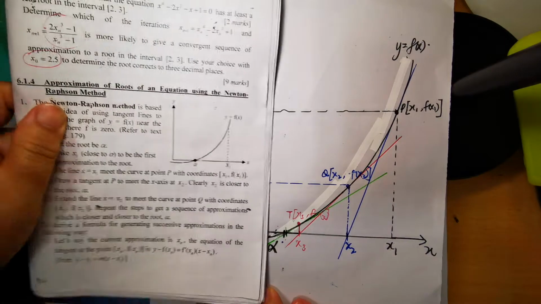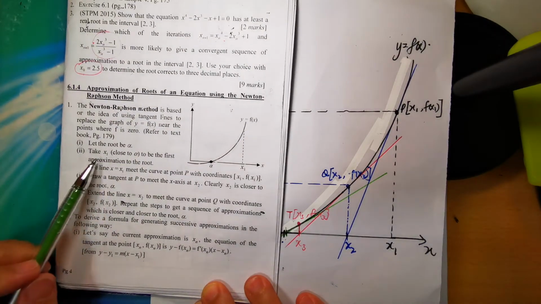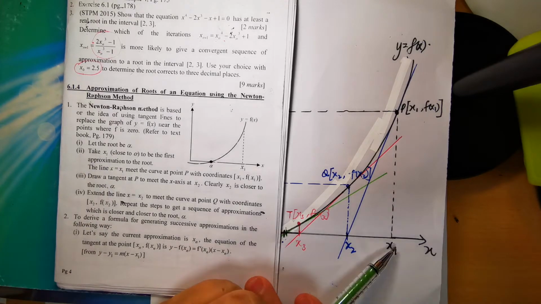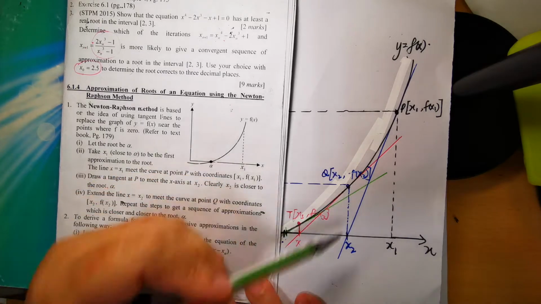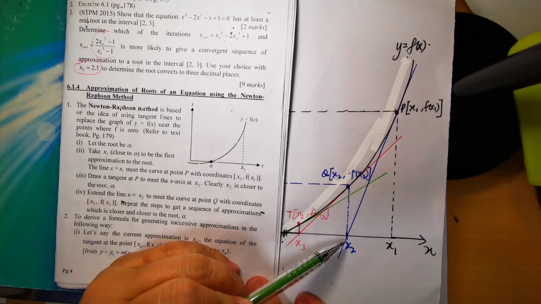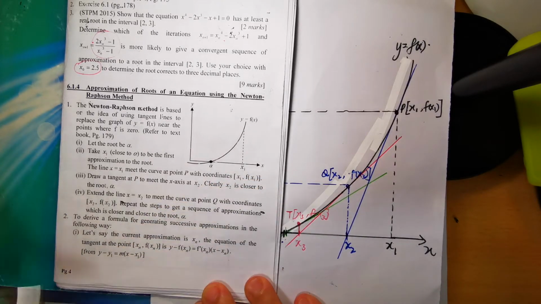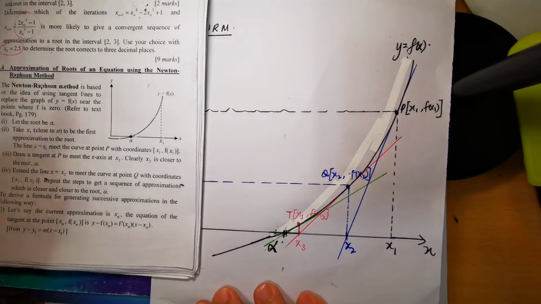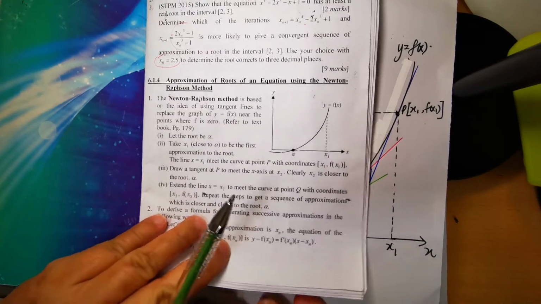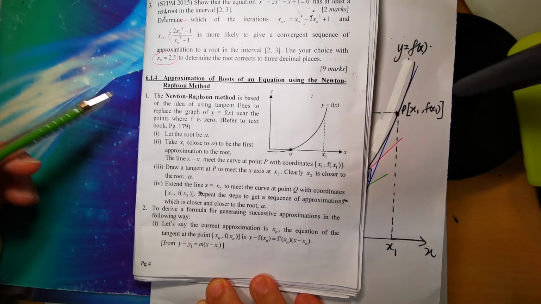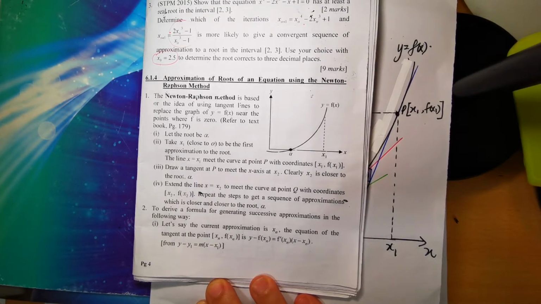So, you see that from the notes, we let the root be alpha, then we take x1, our first initial, draw the tangent, and the tangent cuts the x-axis at x2. So from x2, we get a point on the curve and draw another tangent. Then you see that the value of x that we get will be closer and closer to the root. These are the steps that we have done from step 1 to step 4. Okay, this is the concept.